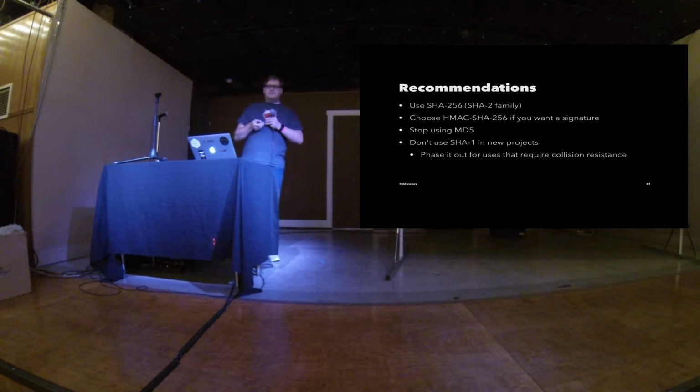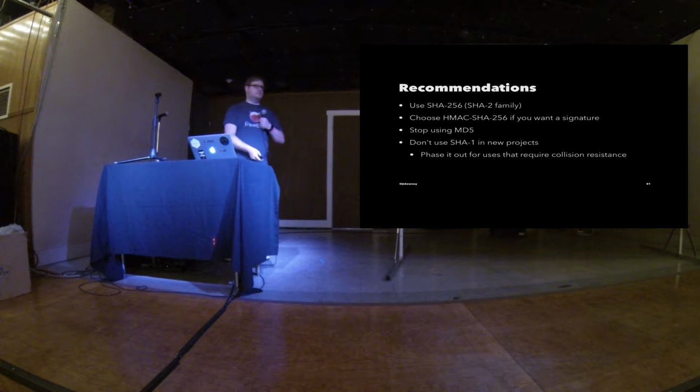So use SHA-256 if you need a hash function or checksum. Use the HMAC version of that if you want an HMAC or a MAC or a signature. Stop using MD5. It's very difficult, but you should really start to move away from it. And don't use SHA-1 in new projects. That's not a, hey, we need to run out and change SHA-1 today. Unless your project's using it for collision resistance, then you should probably move a little bit faster because these things take a really long time to migrate away from.